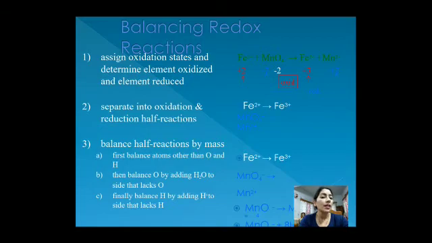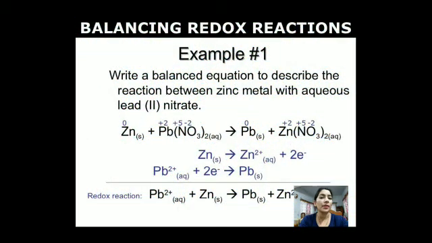Third, balance the half reactions by mass. First, balance atoms other than oxygen and hydrogen. पहले बाकी सारे जितने भी एलिमेंट हैं उनको बैलेंस करो. Then balance oxygen atoms by adding water wherever oxygen is lacking. Finally, balance hydrogen by adding hydrogen ions on the side lacking hydrogen.